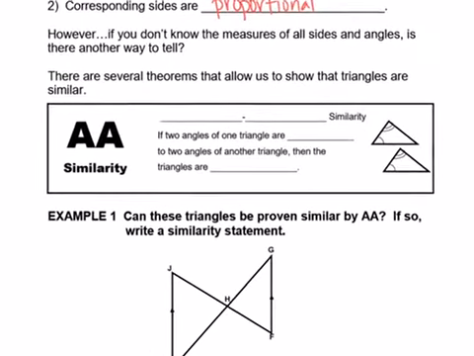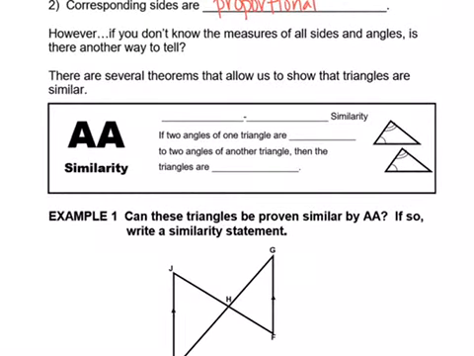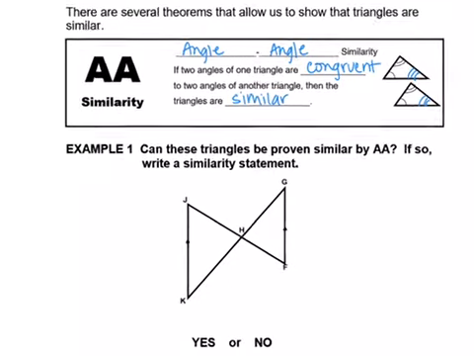So we do have some other theorems in this unit. The first one is angle-angle similarity. If 2 angles in one triangle are congruent to 2 of the other triangle, then the triangles are similar. The reason being, if you know 2 of the angles are the same, triangles have to add to 180, so that third angle must be the same as well.